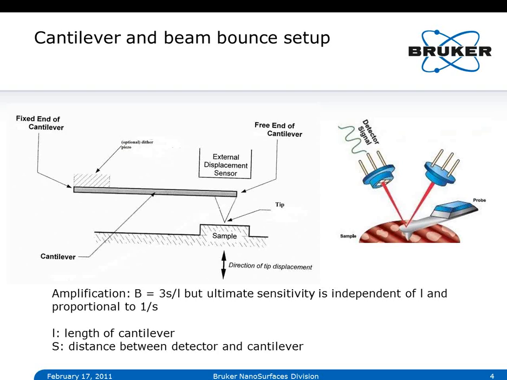Now it's important to note that the beam bounce is often also called a light lever effect, because we're leveraging the movement of the cantilever basically by the distance between the detector and the cantilever divided by the length of the cantilever.